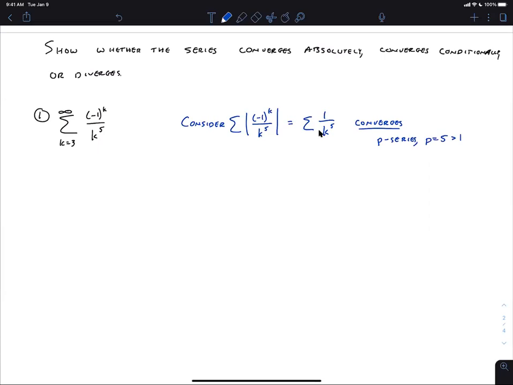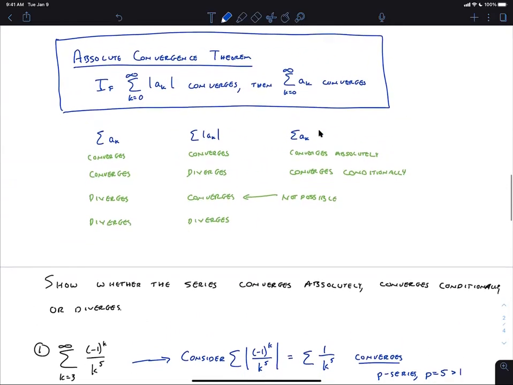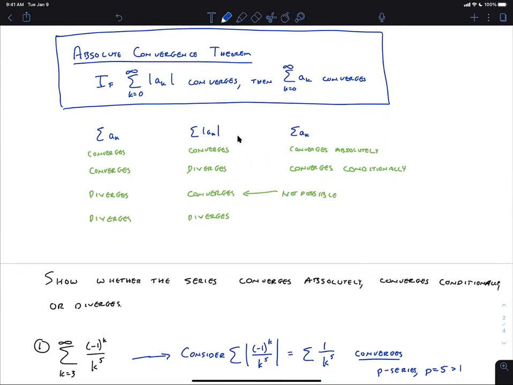Okay, now we have just proven that its absolute value converges. So does this theorem that we've talked about tell us what happens to the original or not? So the absolute value converges. What does this say then happens?